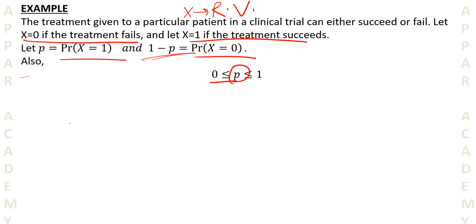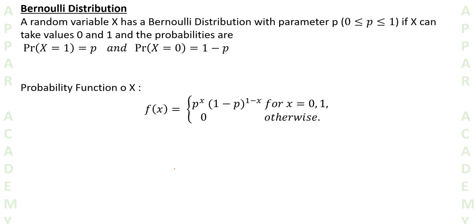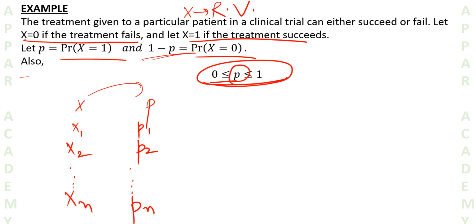Right? Now an important thing: for different values of x, there corresponds a different value of p. That is, for x1 it will be p1, for x2 it will be p2, and so on till xn, which will have pn. But satisfying these conditions, p will always be less than or equal to 1 and greater than or equal to 0. Right? So basically whatever we have discussed in our last slide is representing the Bernoulli distribution.